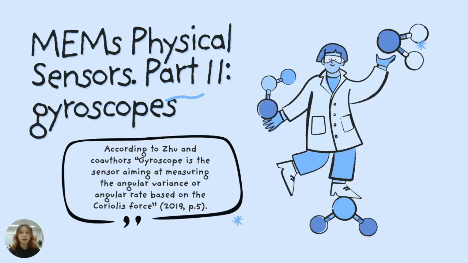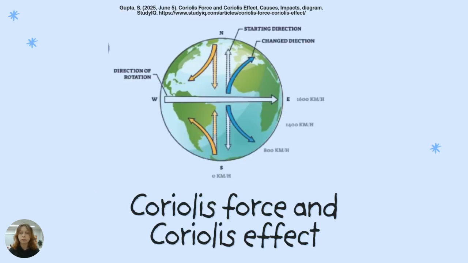But we know that since real-world acceleration often comes from changes in direction, this is the perfect moment to introduce our next sensor, the gyroscope. A gyroscope is a sensor aiming at measuring angular variance or angular rate based on the Coriolis force. Before we dive into gyroscopes, let's quickly demystify the so-called Coriolis force, which is simply a very real effect which makes motion appear to curve on a rotating planet, pushing beams, currents, and even airplanes to the right in the northern hemisphere and to the left in the southern hemisphere.